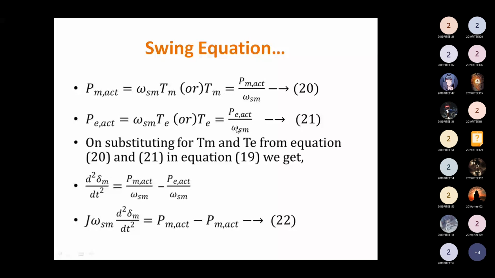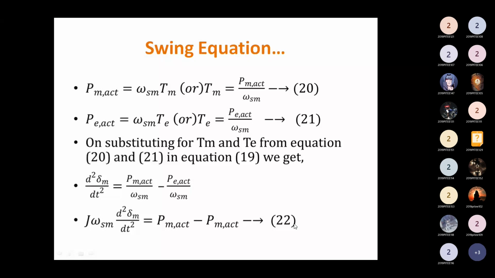So on substituting Tm and Te from equations 20 and 21 in equation number 19, that is J d square delta m by dt square equal to Pm actual by omega sm minus Pe actual by omega sm. Here the term J is missing. So now I am simplifying further, bringing the omega sm to the left hand side. Already we have J. So J omega sm d square delta m by dt square equal to Pm actual minus Pe actual. So equation number 22.